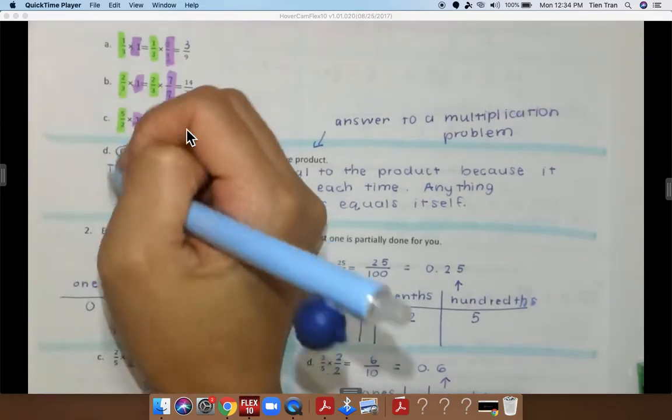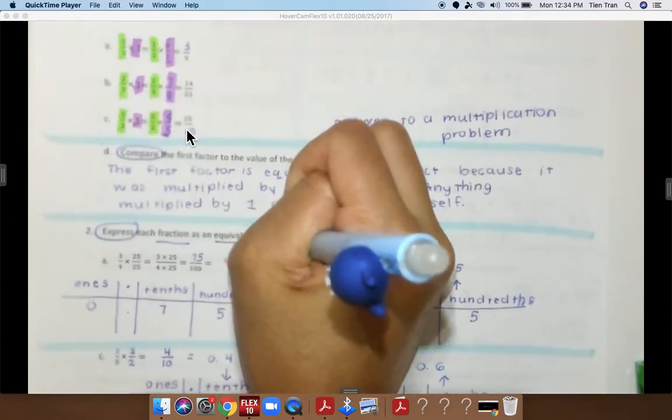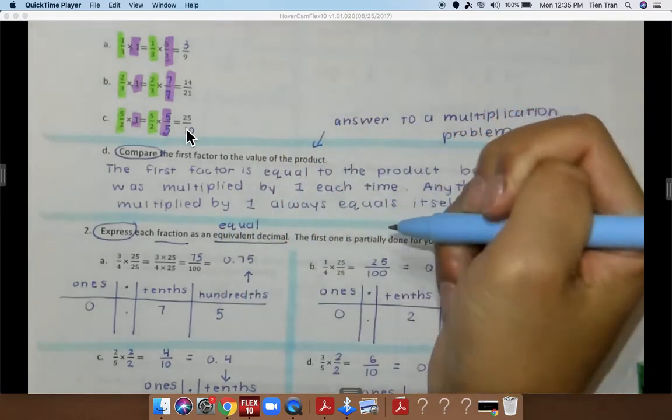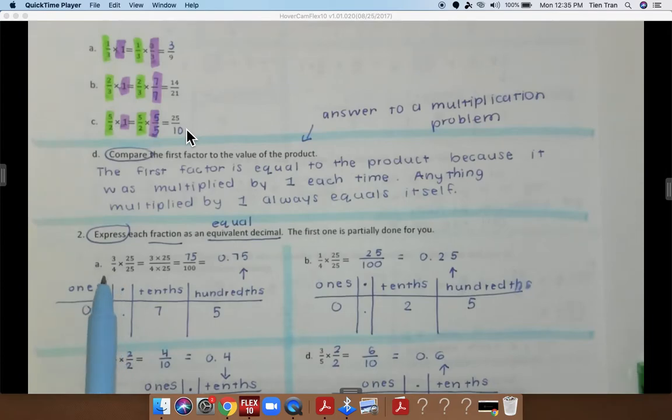So, number 2, they're asking you to express each fraction as an equivalent decimal. Remember that the word equivalent means equal. So they're looking for an equal decimal. The first one is partially done for you. So all you're doing is filling out the answer.